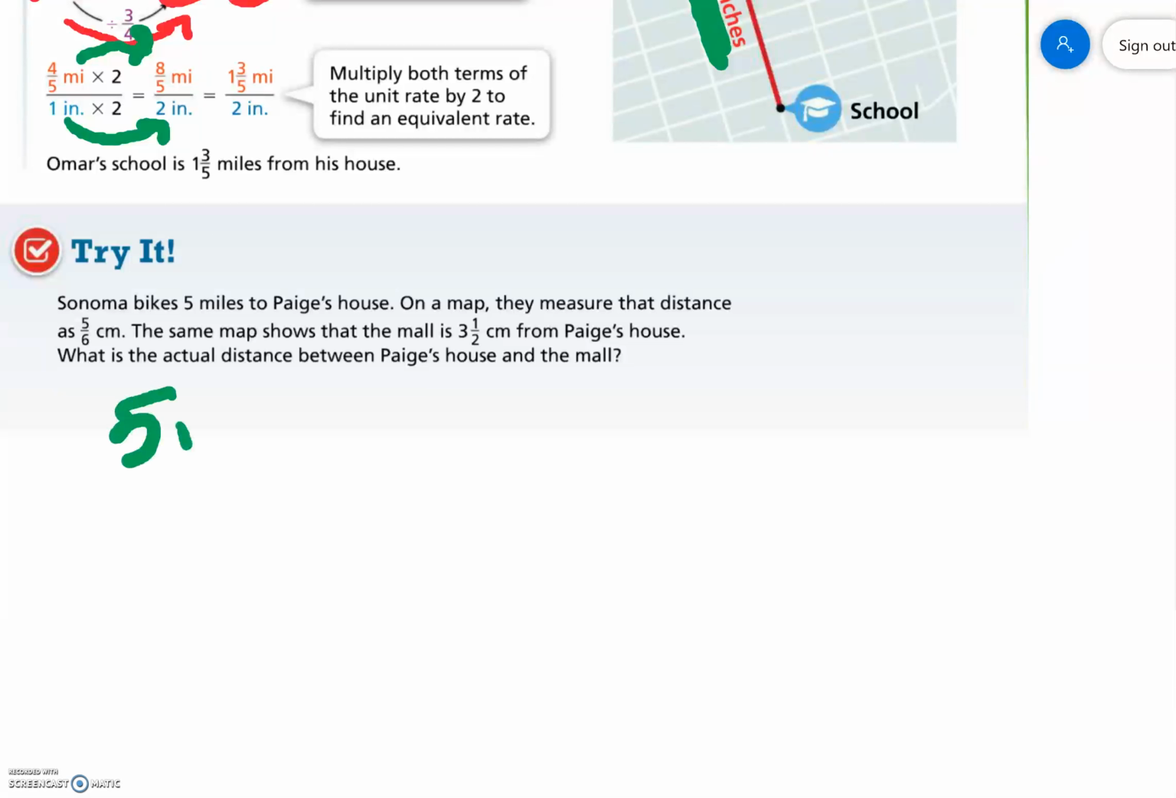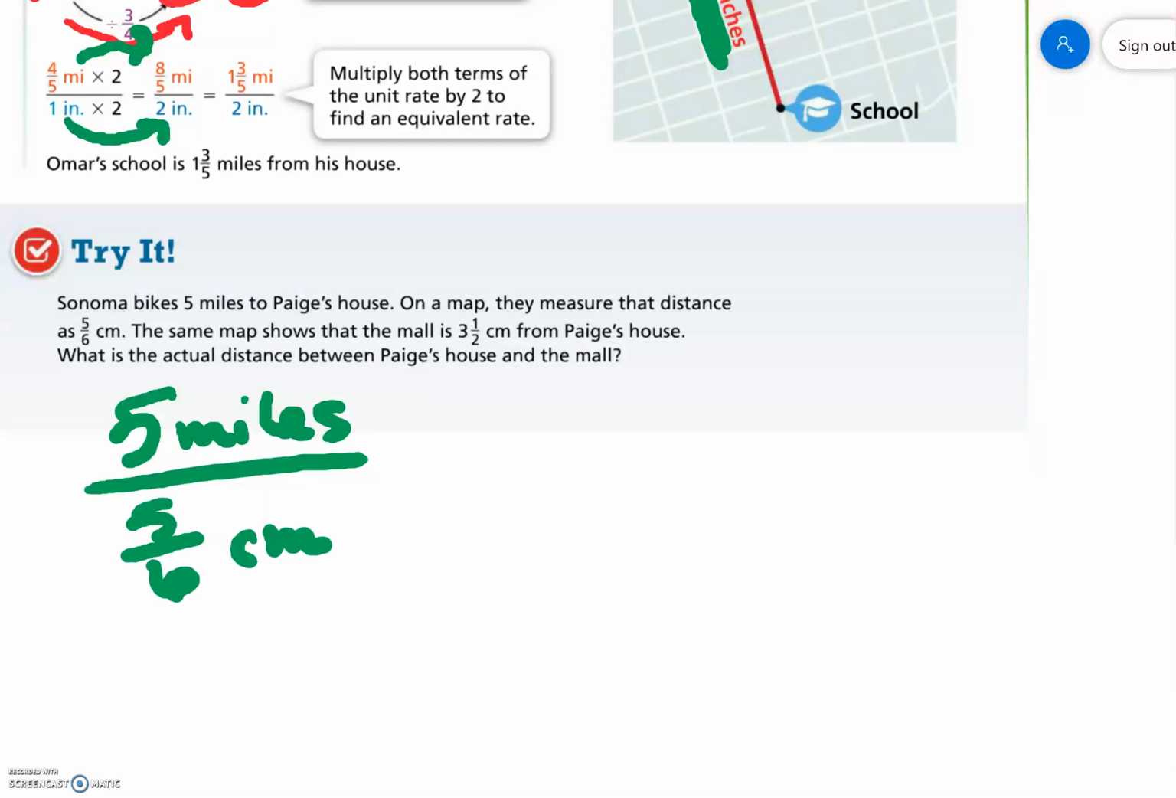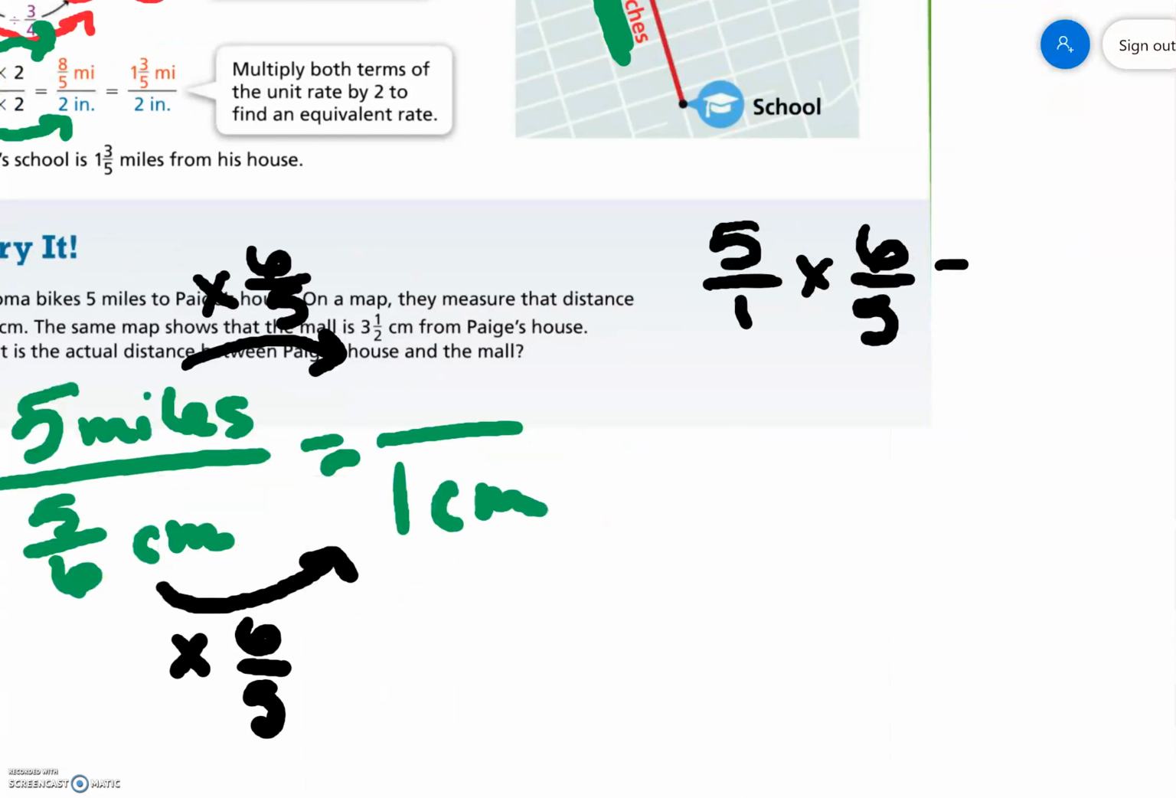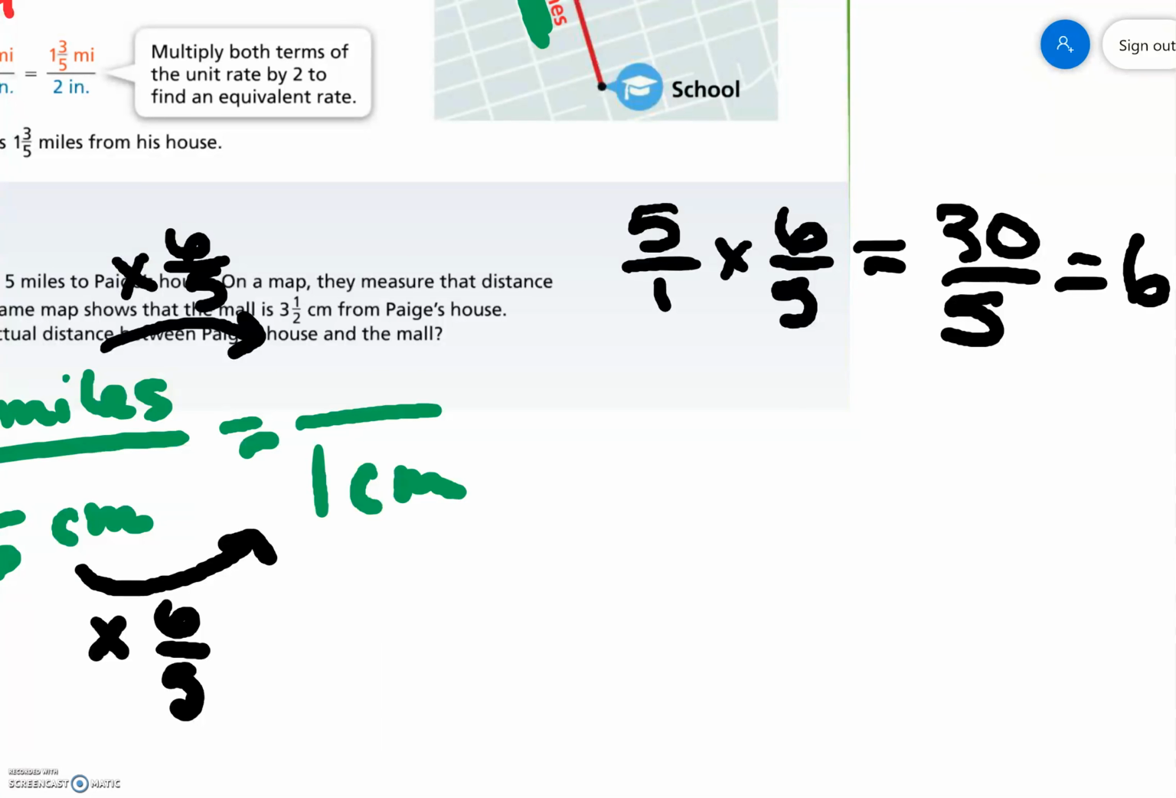So if 5 miles corresponds to 5/6 centimeters, I want to figure out the unit rate. I want to figure out how many miles gets me to 1 centimeter. So instead of dividing by 5/6, I'm going to multiply by the reciprocal. So flip the fraction. So that gives me 5 over 1 times 6 over 5 equals 30 over 5, which equals 6. So we can go 6 miles in 1 centimeter.